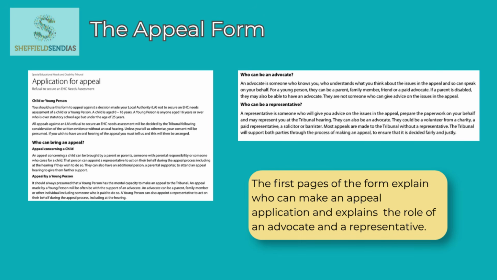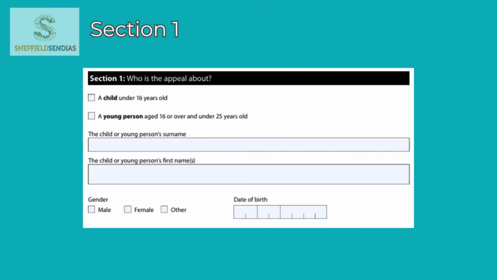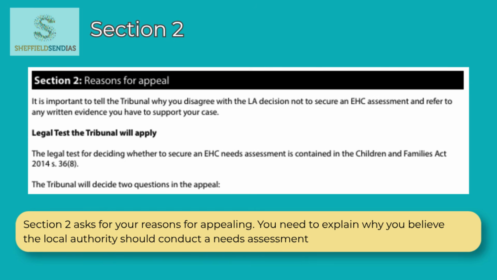The first part of the form gives you some information about who can appeal, who can be an advocate and who can be a representative. It's a good idea to read this information as it is relevant to the form later on. Section 1 asks for the details of the person the appeal is about. Section 2 asks for your reasons for lodging an appeal. This is one of the most important sections of the form.